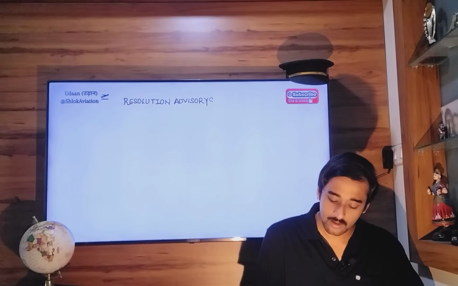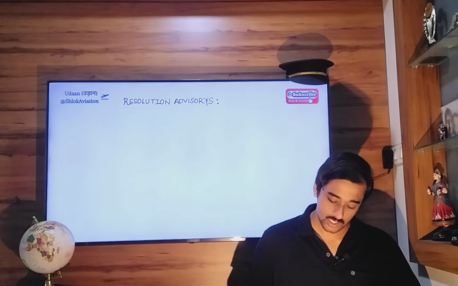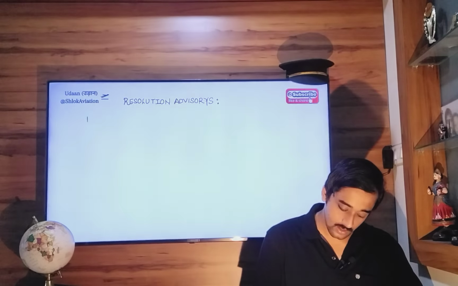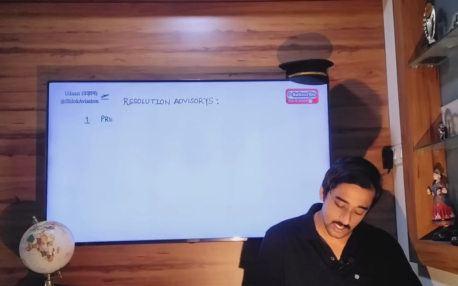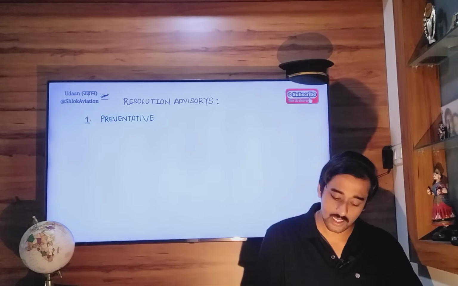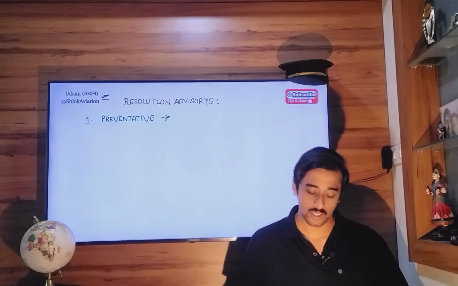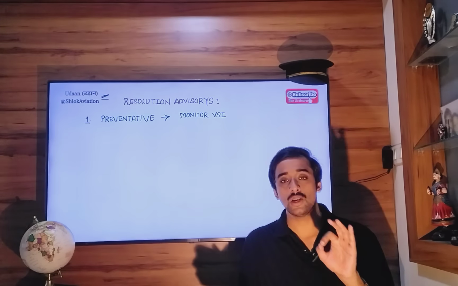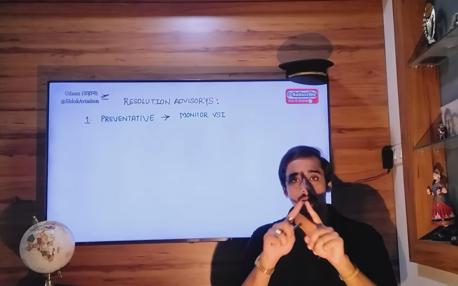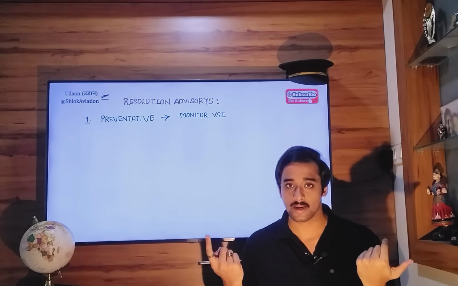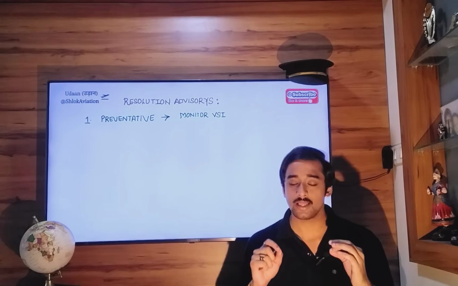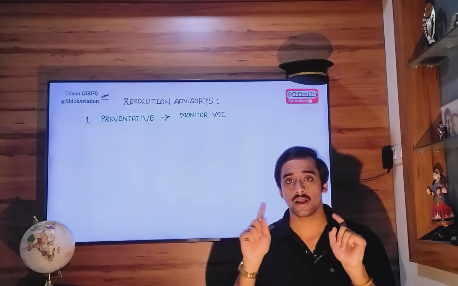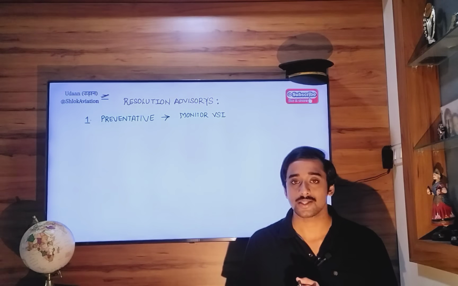Okay, there are two types of resolution advisories. The first one is a preventative resolution advisory. In a preventative resolution advisory, you are asked to monitor your vertical speed, meaning you will have to limit or restrict your vertical speed in a particular range. You cannot go beyond that range. So you're going to maintain the vertical speed in that permissible range, as told to you by the instrument.